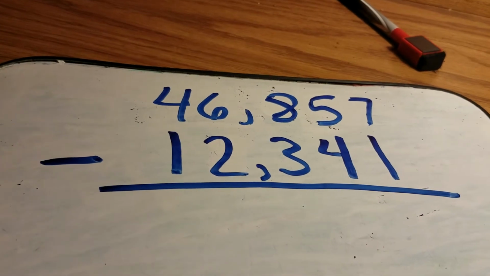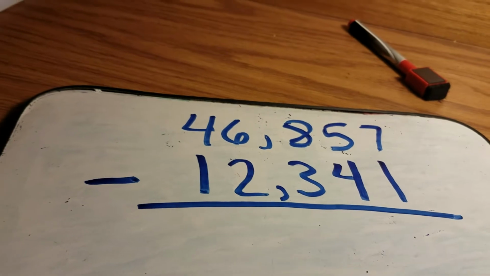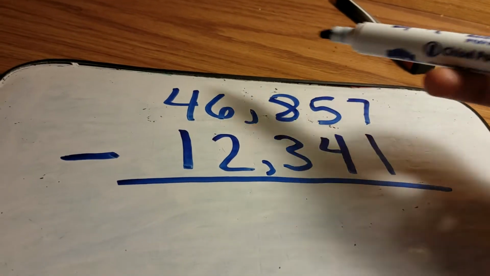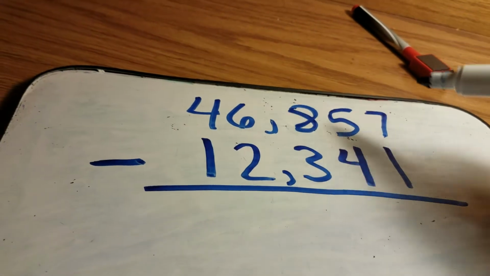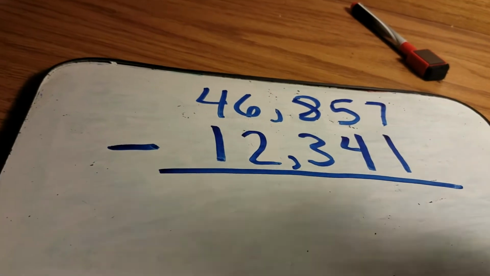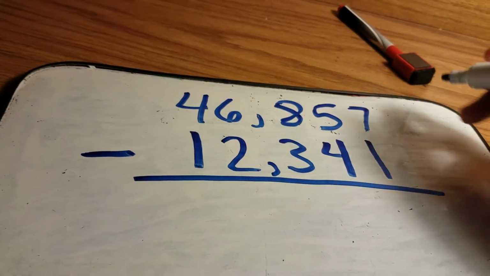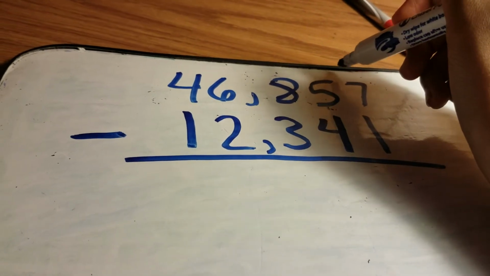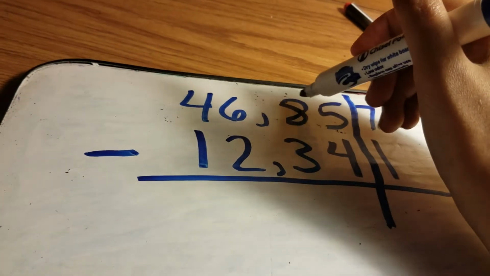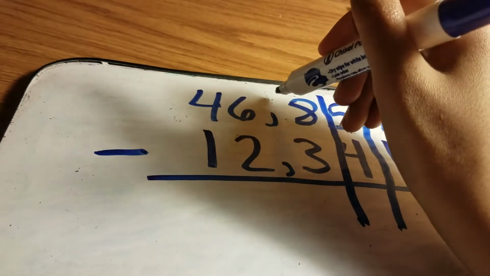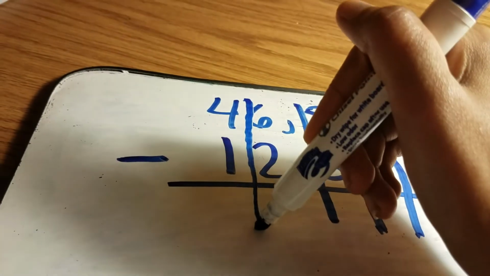In today's video, I'm going to be demonstrating subtracting 5-digit numbers. So for my example, I have 46,857 minus 12,341. So the first thing I'm going to do to make this easy for me to solve is make separate columns. So I'm going to make a column here, here, one here, and one here.